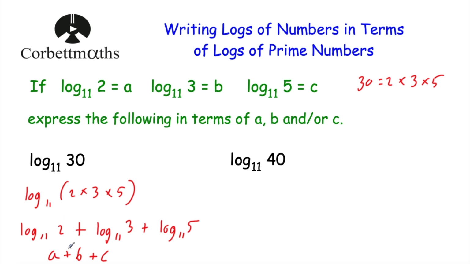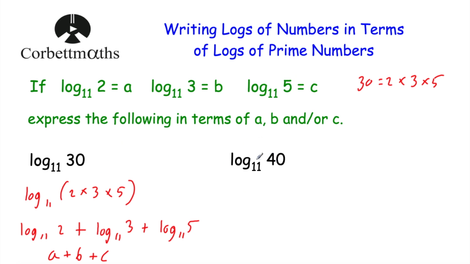So that's it. So that would be a plus b plus c. So the log to base 11 of 30 is a plus b plus c. And again, you can check it on your calculator, type in the log to base 11 of 30 and see what you get, and then do the log to base 11 of 2 plus the log to base 11 of 3 plus the log to base 11 of 5, and you should get the same answer. Okay, let's have a look at the next one.